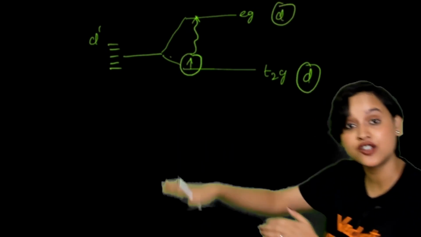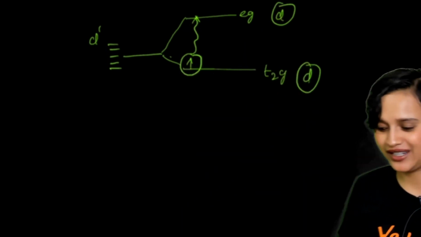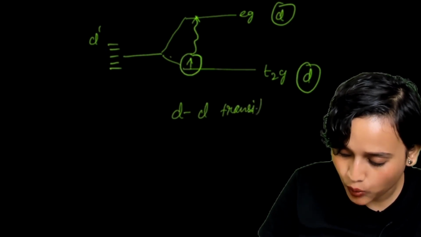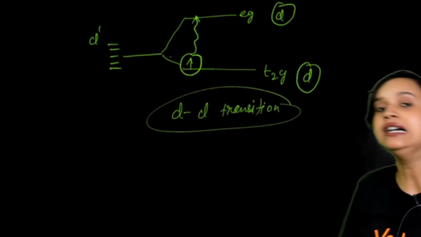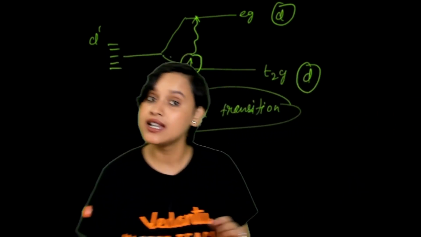What is happening? The electron is jumping from d to d. So what do we call it? We call this d-d transition, everybody. Is this clear?